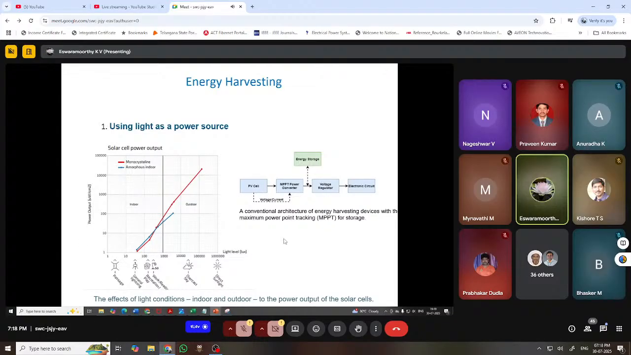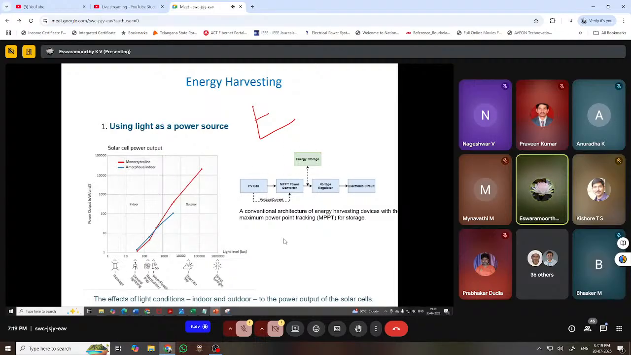How is it done? For example, a solar cell. If you're taking a solar cell, and most of us know it is a PV cell, a photovoltaic cell, and we have an MPPT power controller converter, which people here in the electrical department are well versed in. So maximum power point tracking. We can't take the power as we need, right? There is a limited amount of current we have to take to achieve the maximum power drawing from the solar cell. We have to use the MPPT power converter. Accordingly, we have to use the voltage regulator and electronic circuit and energy storage here, right?